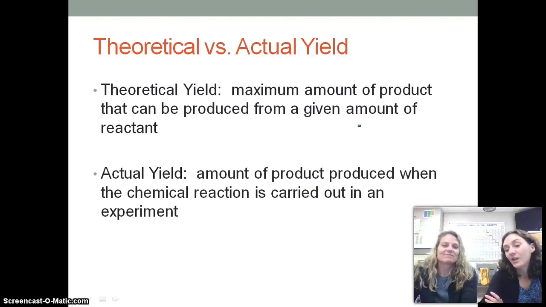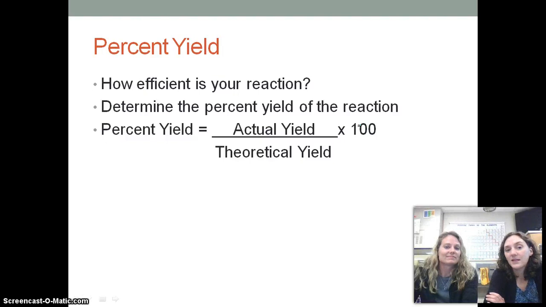So in your calculation for percent yield, you're basically seeing how efficient your reaction was. Did you only produce 70% of what you said? Did you only produce 35% of what you said? The way that you determine it is percent yield equals actual yield divided by theoretical yield, multiplied by 100. I think of it as alphabetical order, A over T. A comes first, so A goes on top. So write this in your notes. If you have to pause this, go for it.